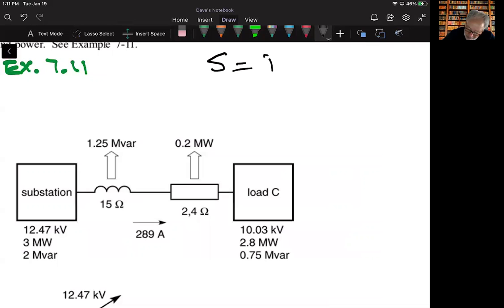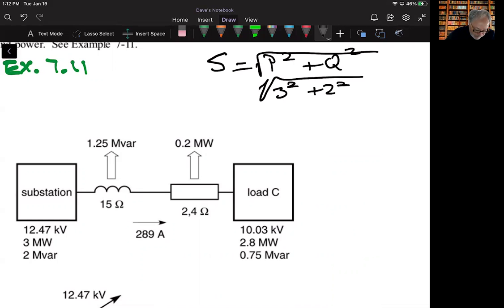So S is equal to the square root of P squared plus Q squared here. What we have supplied is 3 megawatts for active and 2 megavar for reactive, and that is going to come out to be 3.60 megavolt amps of apparent power.